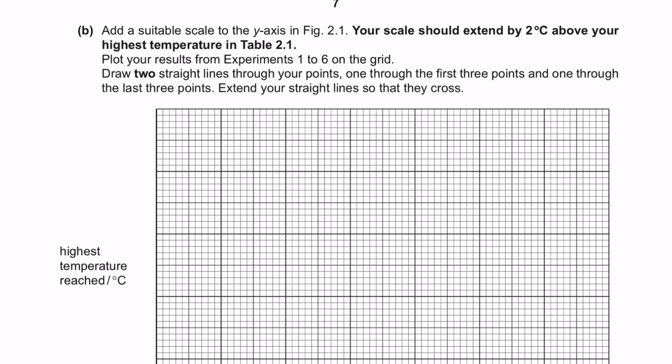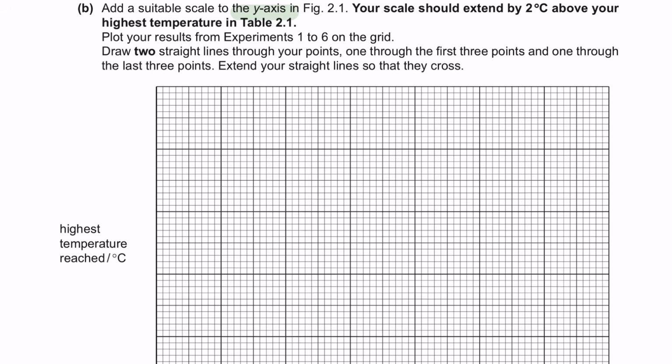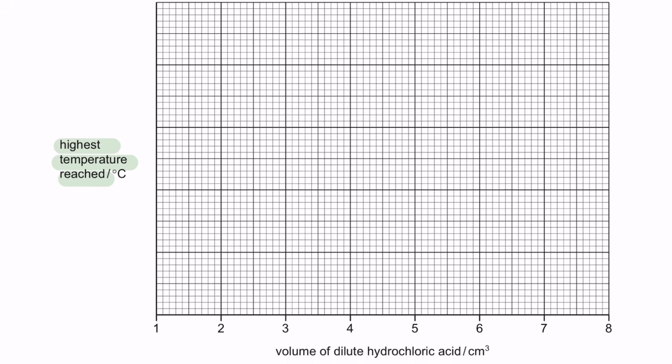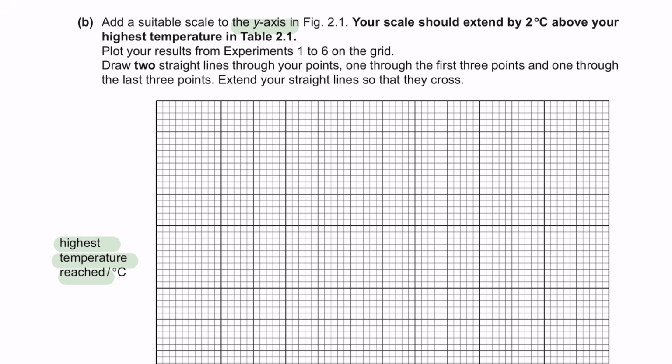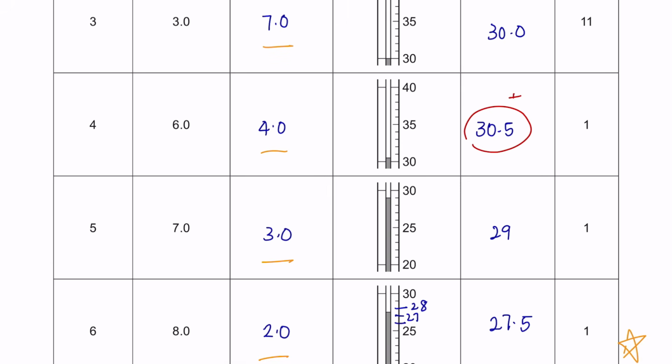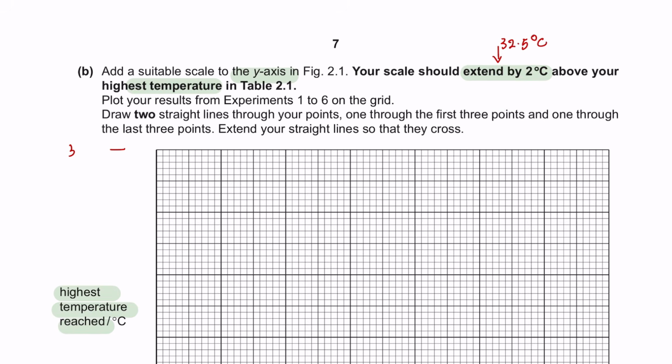Next, question B. Add a suitable scale to the y-axis in figure 2.1. So here is your y-axis, which is the highest temperature reached in degrees Celsius. Your scale should extend by 2 degrees Celsius above your highest temperature in table 2.1. The highest temperature in table 2.1 was 30.5, so the scale should extend an extra 2 degrees Celsius. So the minimum here must be 32.5 degrees Celsius.